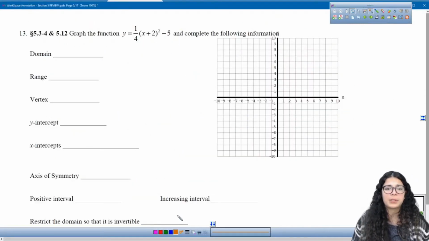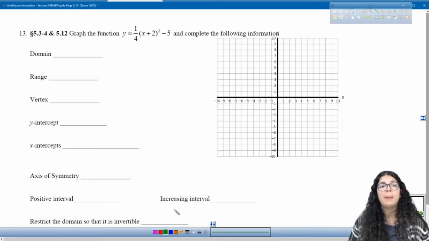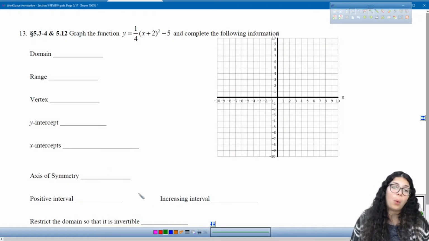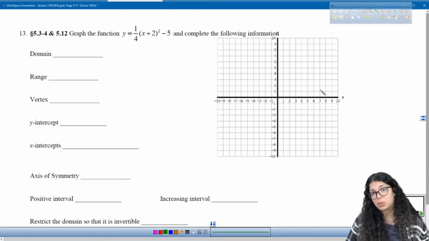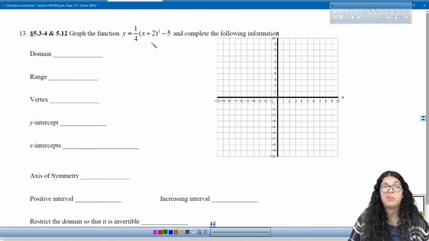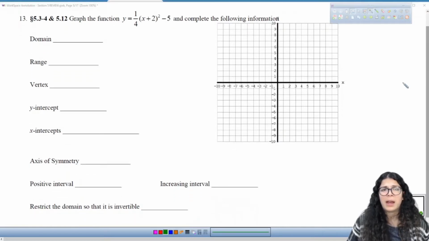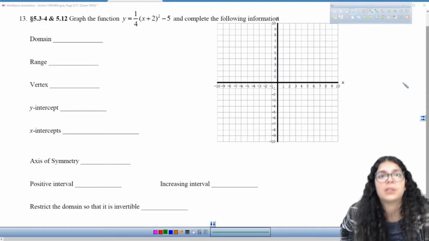Okay, let's move on to number 13. So on number 13, I need to graph the function and write all of this information, okay? So what I'm going to do is find all of the information, and then I can graph the function. Or you could also graph the function first. Since this is in vertex form, it's actually quite easy to graph it, okay? So you can graph it instead, but I'm just going to go ahead and write the key features and then use that to graph, is really what I want to do.